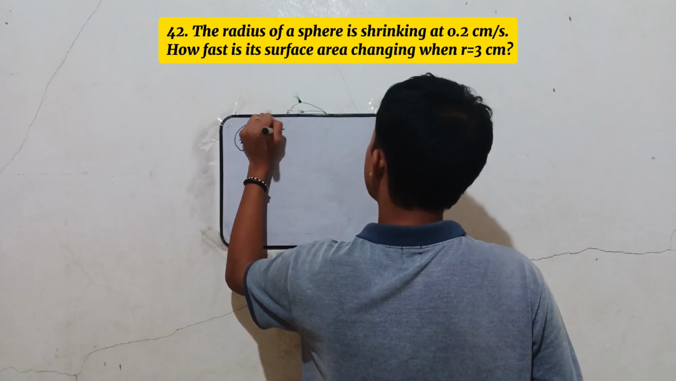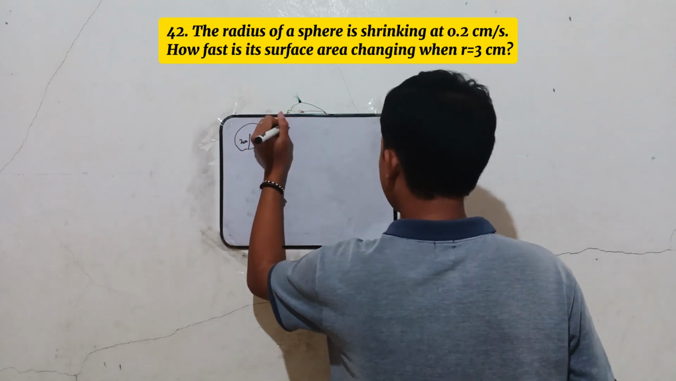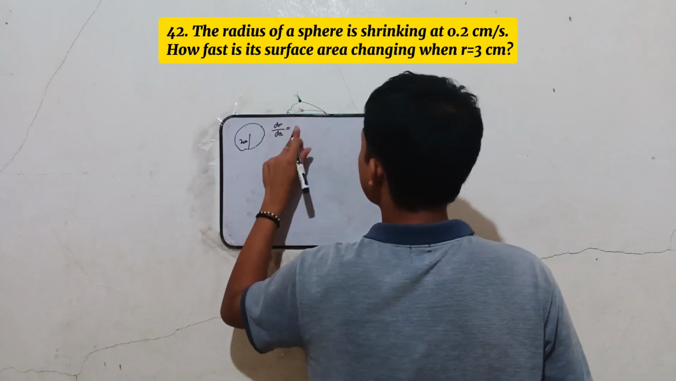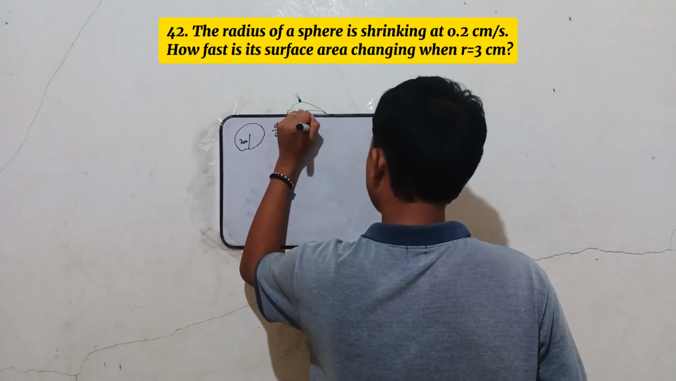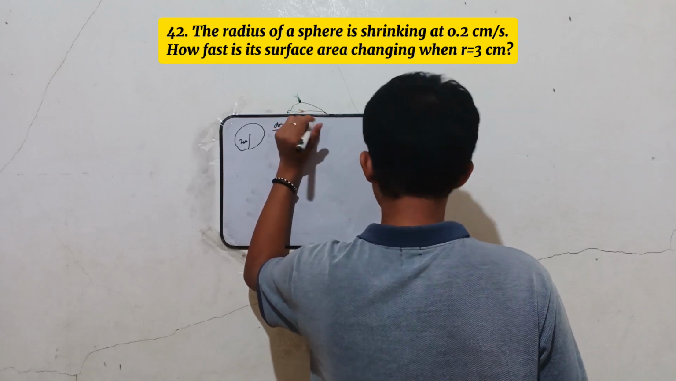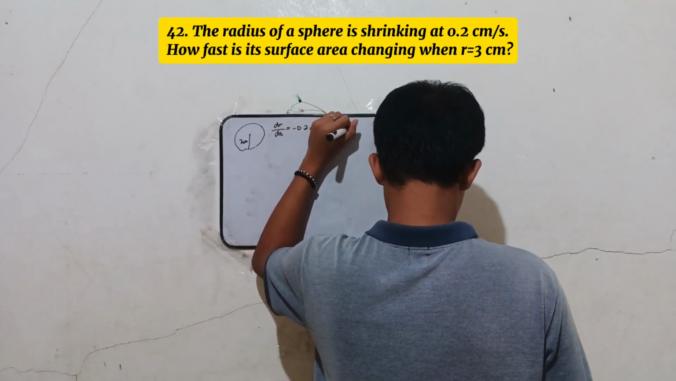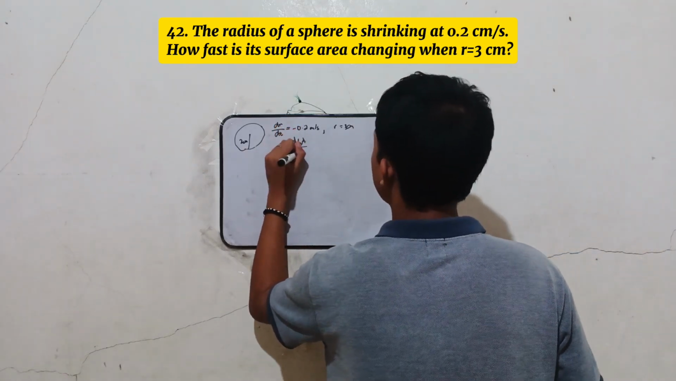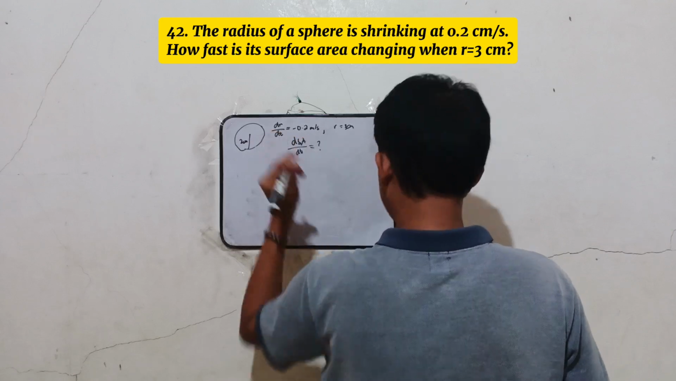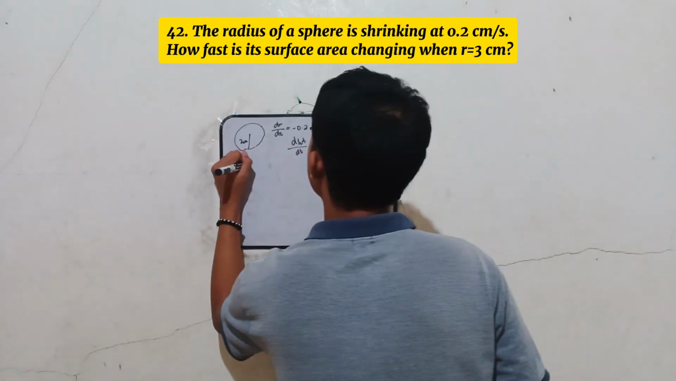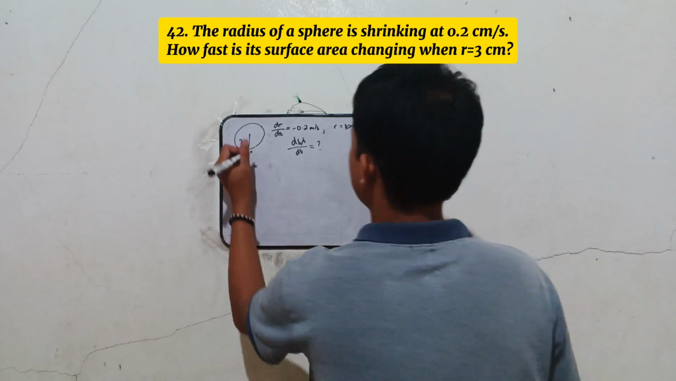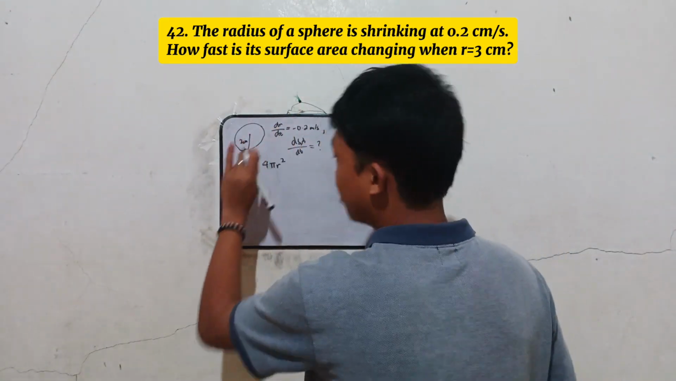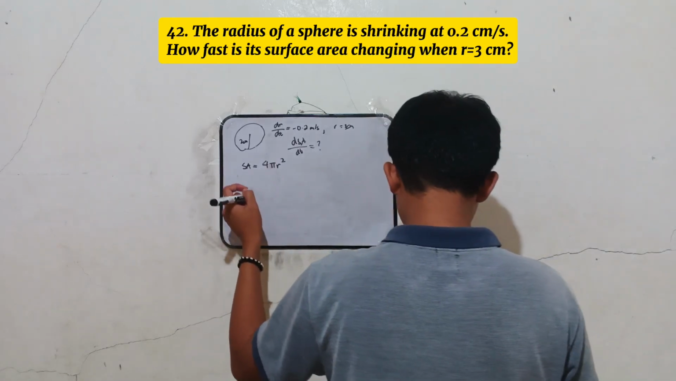So the derivative of radius with respect to time was already given in the question: negative 0.2 centimeters per second. Again, our radius is 3 cm. So what we are tasked to find is the derivative of surface area with respect to time. So the surface area of a circle, I mean the surface area of a sphere rather, is 4 pi r squared.